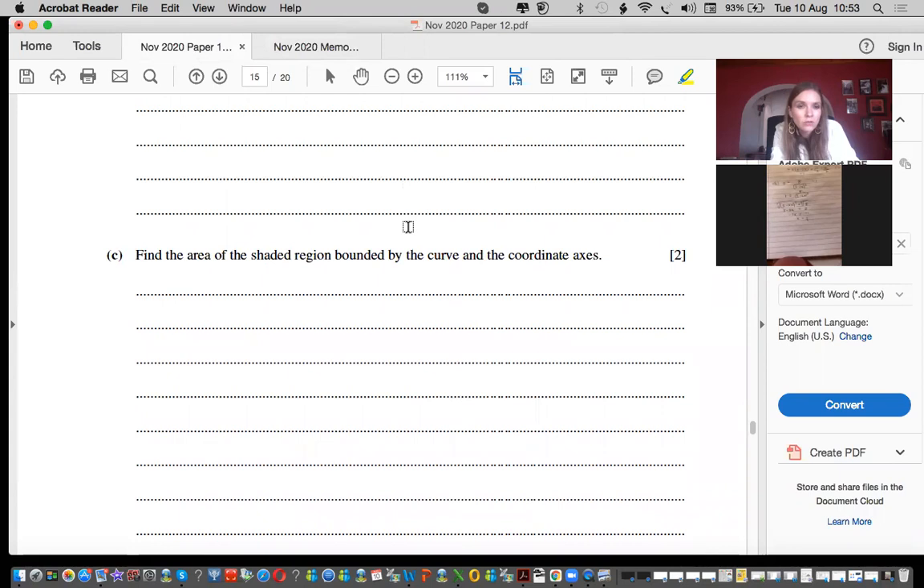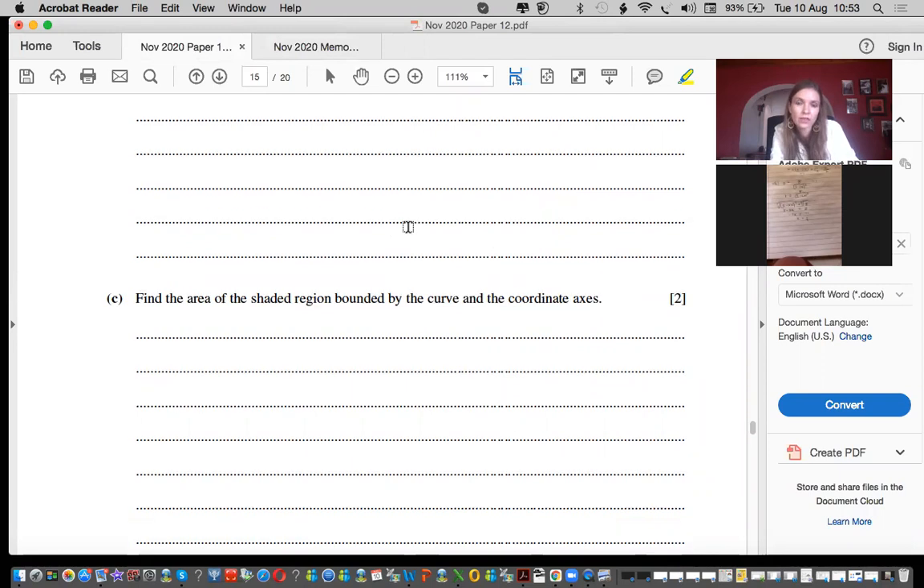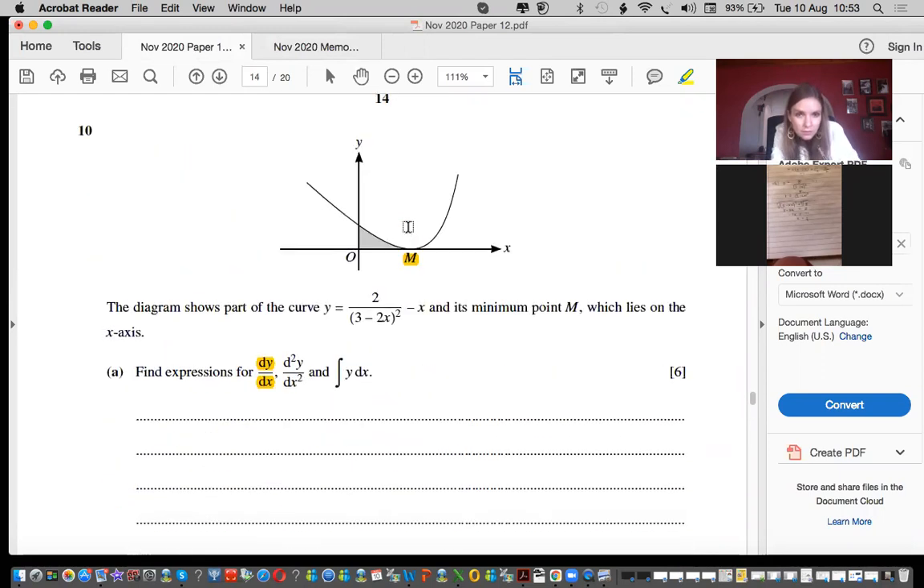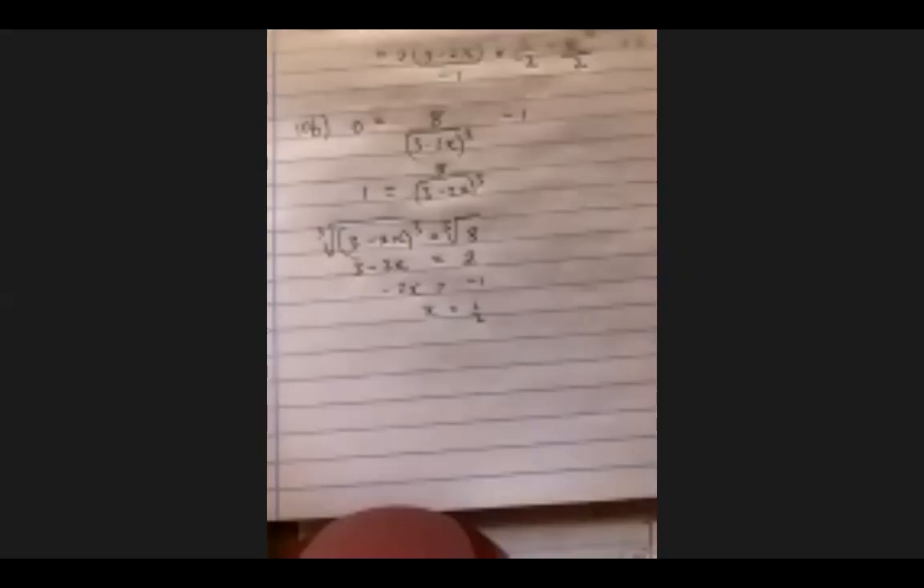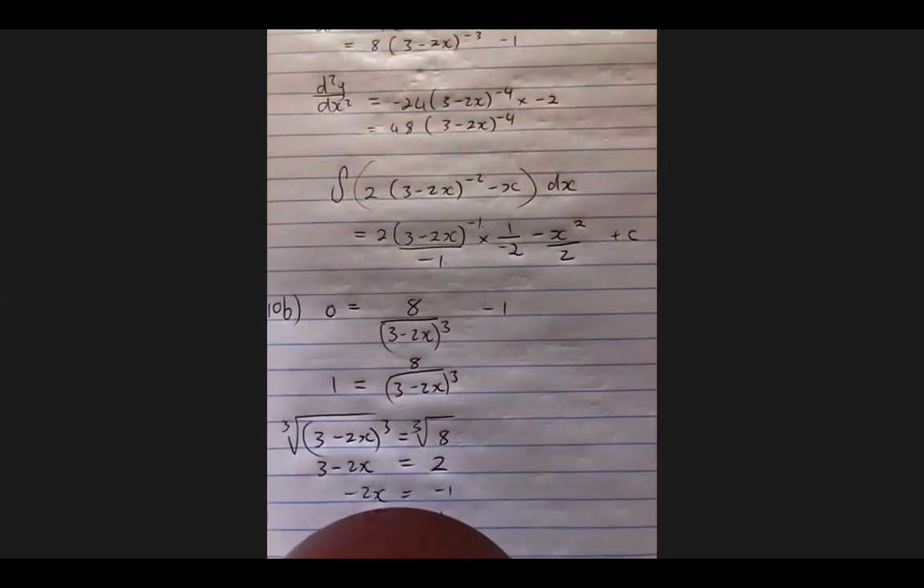And then they want for question C, find the area of the shaded region bounded by the curve and the coordinate axis. They want this little piece. That's not difficult. If you want the area under a curve, I hope that you know this. Area under the curve, you integrate the curve and apply your boundaries. So I told you that there might be a reason for them asking you to integrate it. So I'm going to use my integrated version here.